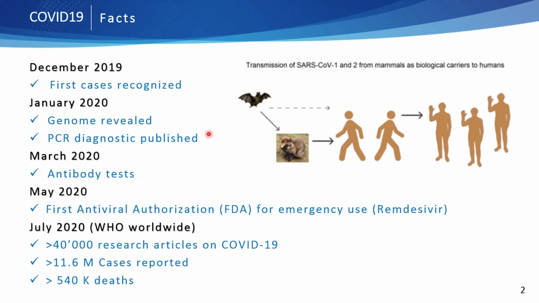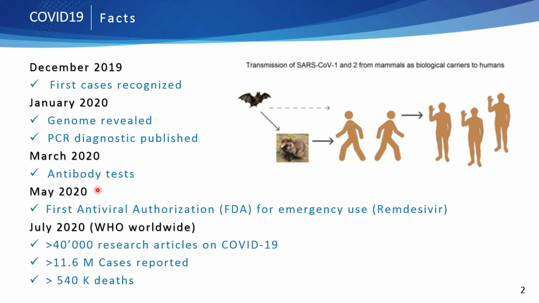Then there were some key steps, like in March of this year, when the antibody tests were also reported. And in May, and this is really a big step, there was the first antiviral authorization, given by the FDA for emergency use of remdesivir, which was formerly used as a broad antiviral compound against several RNA viruses, for example Ebola. But now it was used in the context of COVID-19 pathologies.